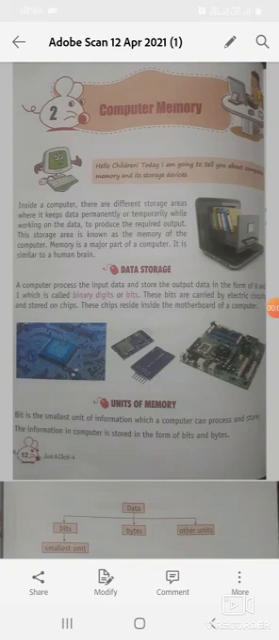Dear students of class 4, today we are going to start a new chapter in computer, chapter 2, computer memory. Before starting the reading of this chapter, I will give you a short description of computer memory.